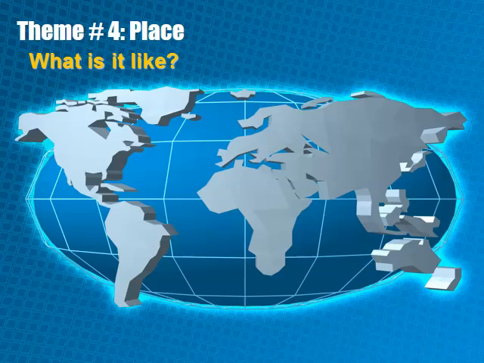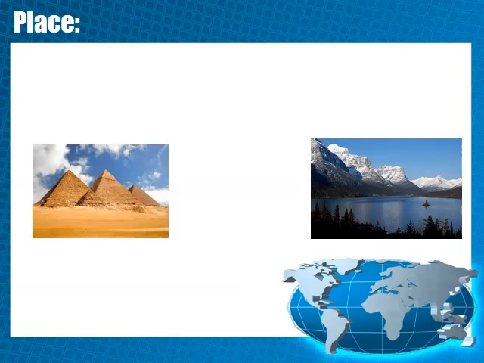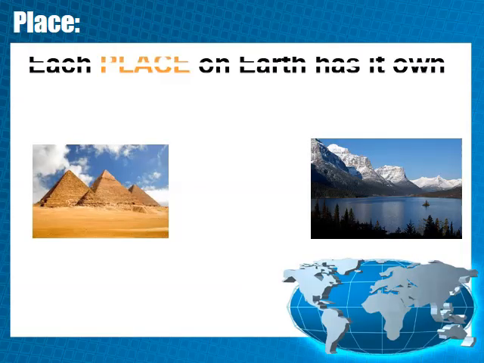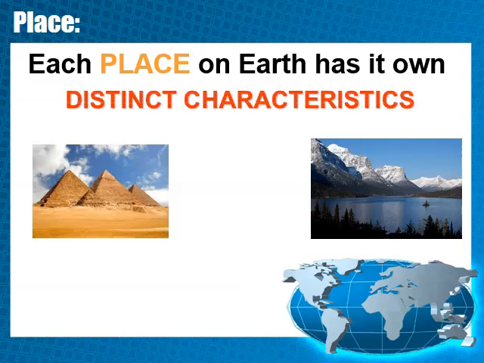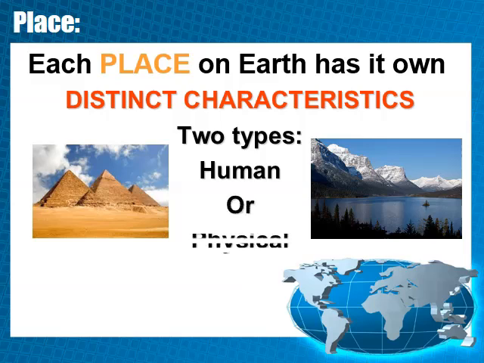The fourth theme of geography is called place, and it answers the question, what's it like? When I'm answering the question, what's it like, I can answer in terms of distinct characteristics in two ways: human characteristics or physical characteristics. And so I want you to look at these two images.